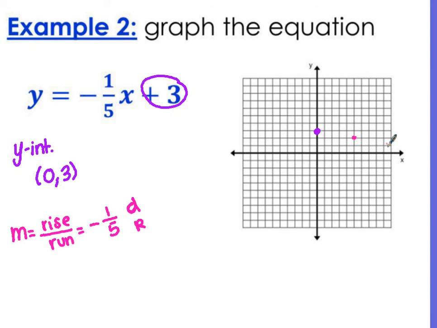And then I can go ahead and make another one. I ran out of room, so if I wanted more points, I could do the opposite. So instead of going down and to the right, I would go up 1, left 5. And that's going to continue my straight line. And then you're just going to draw a line between all your points. And that is your answer.